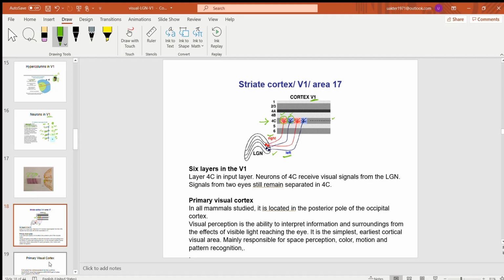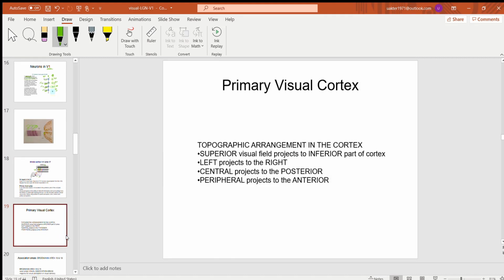Okay. Another interesting thing happens when the signal arrives in V1. The superior visual field projects to the inferior part of the V1 or cortex. Left projects to right, right projects to the left. Just opposite, flips. Central projects to posterior and peripheral projects to the anterior.